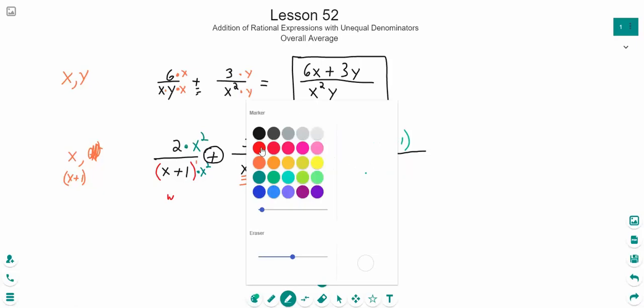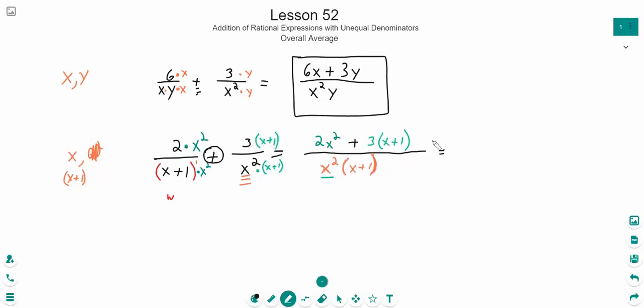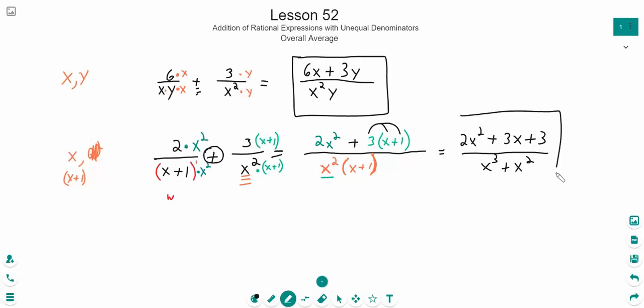But just to show that this could be written in another way, I will rewrite it, expanding these distributive property pieces here. So we have 2x squared plus, now if I distribute this 3 through, I'm going to have 3 times x, which is 3x, plus a 3 times 1, which is a 3. And then in the denominator, I'm going to have x squared times an x, which is going to give me x to the third, and then an x squared times a positive 1, which is a positive x squared. So this would also be a perfectly legitimate answer. Either one of these would be appropriate.